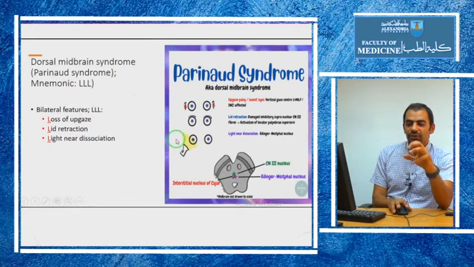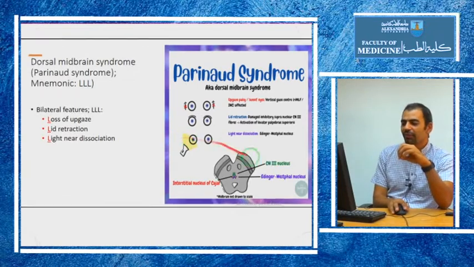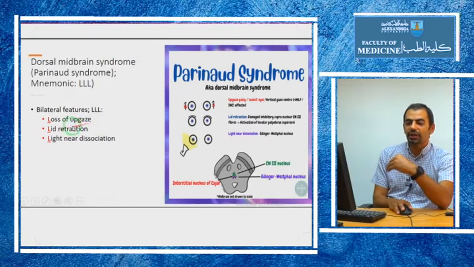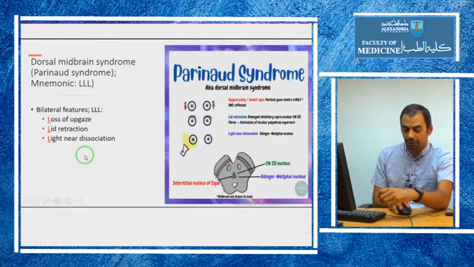One of the important syndromes to know about is the dorsal midbrain syndrome, or what we call the Parinaud syndrome. In this syndrome, there is affection of the dorsal part of the midbrain, and it produces a specific or peculiar clinical picture, usually described as the triple L. So there is loss of upgaze, lid retraction, and light-near dissociation. Let's see some videos about that condition.